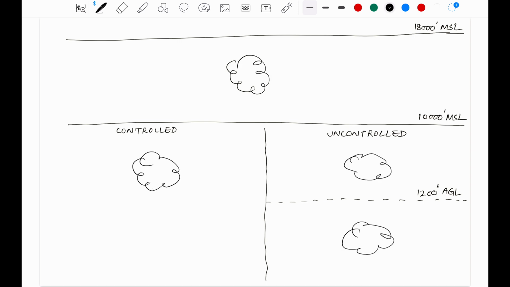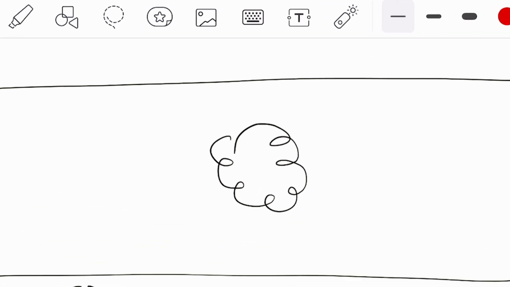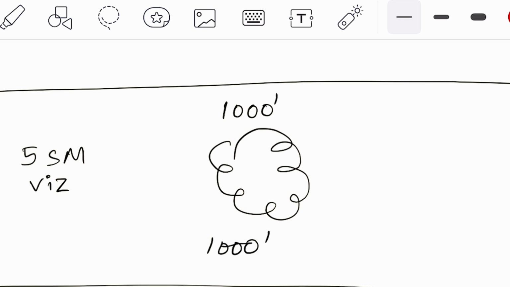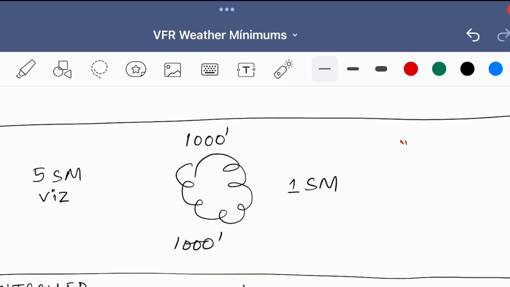Let's start at the top one. For above 10,000 feet MSL, the visibility requirement is 5 statute mile visibility. And the cloud clearance requirements are 1,000 feet above the cloud, 1,000 feet below the cloud, and 1 statute mile horizontally. I remember it as 5111. 5 statute mile visibility, 1,000 feet above, 1,000 feet below, and 1 statute mile horizontally.